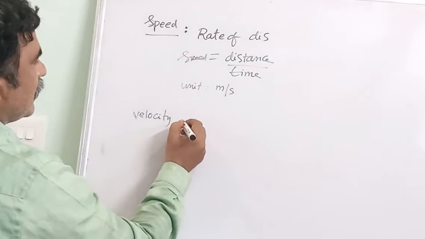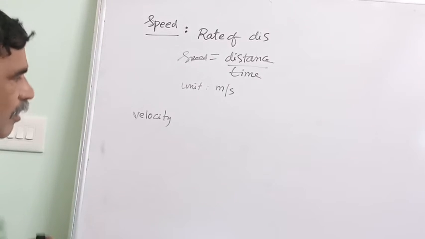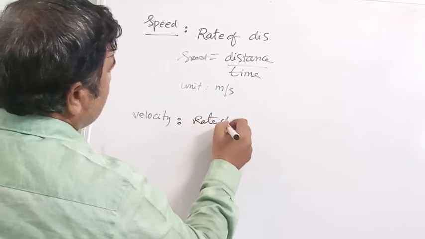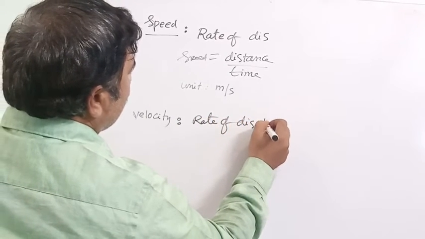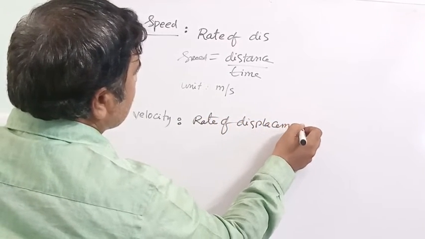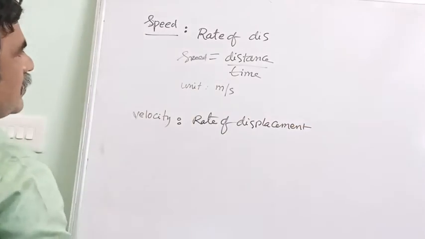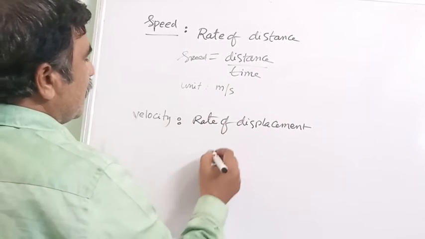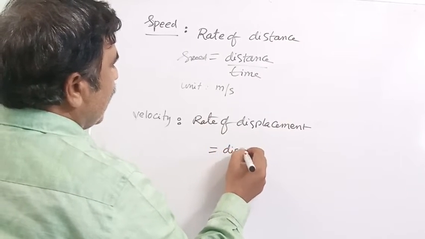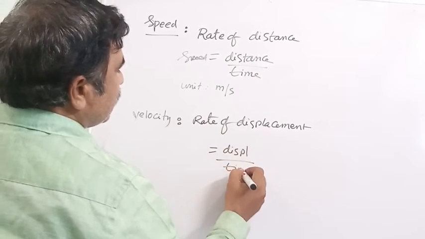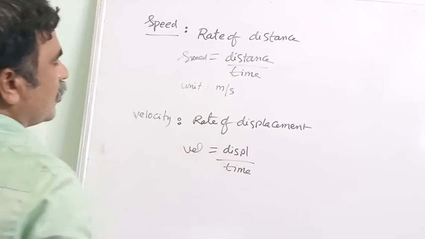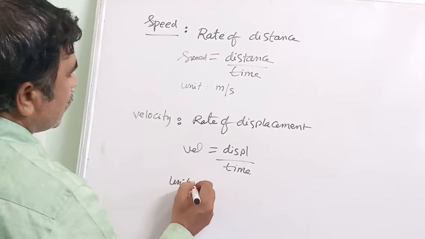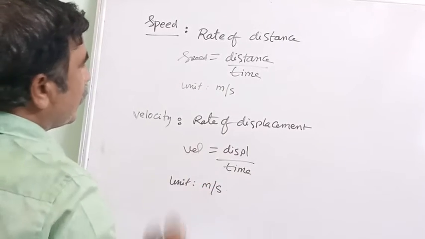Velocity is just rate of displacement. Speed is rate of distance. This is rate of displacement. That means displacement by time. Formula: velocity is equal to displacement by time. Unit of velocity is the same, meter per second only.